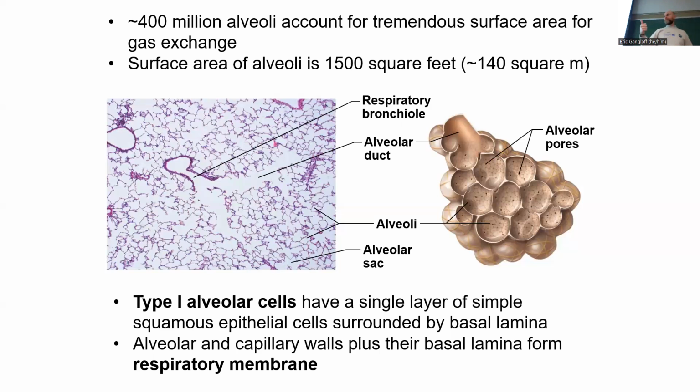Notice they're simple, so they're not layered. We want a thin layer for gas exchange, and they're squamous, so they're flat. And you can see those cells forming these clusters here. Now notice that, of course, this is a cross-section of all of these clusters. You have to picture all of these in 3D getting cut.